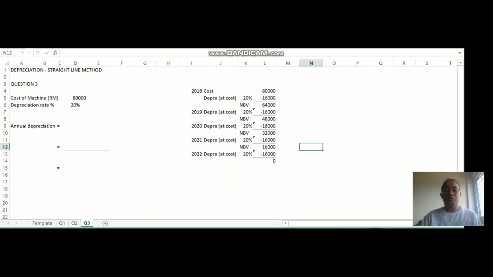Okay, so we move on to another kind of question. It's also regarding the straight line method. Let me prepare some questions for you. So we go back to the Word document.